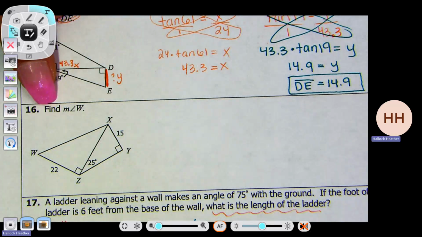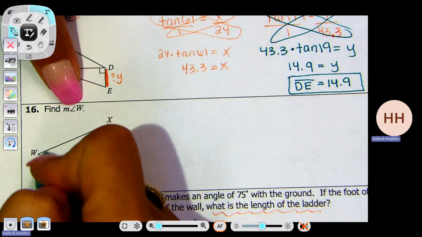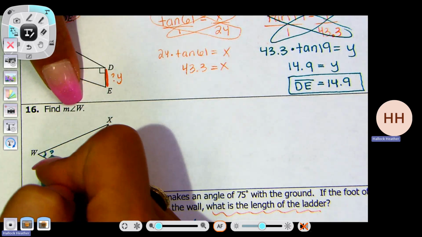What it says find, what does this mean? The angle of W. So the measure of angle W. So this time I'm finding an angle, so I'm going to have to use an inverse at some point. So I have angle W. Let's put this here. This is what I'm trying to find. I have my little question mark.